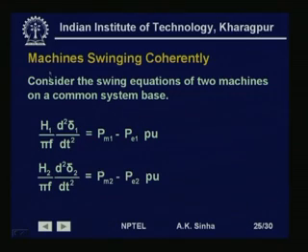So, for coherent machines, we can write the swing equations and combine them and make an equivalent single machine equation for them. So, consider the swing equation of two machines on a common system base. We have H1 by pi f d2 delta1 by dt2 is equal to Pm1 minus Pe1. This is for machine 1. Similarly, on the same system base, we have H2 by pi f d2 delta2 by dt2 is equal to Pm2 minus Pe2.